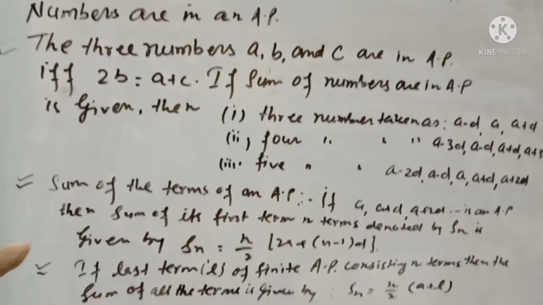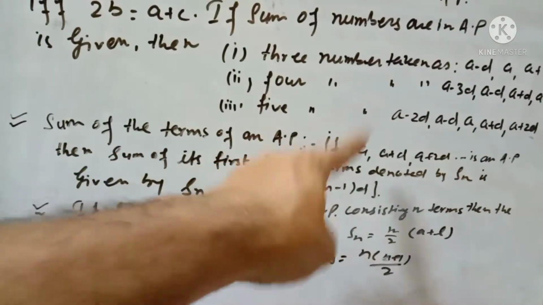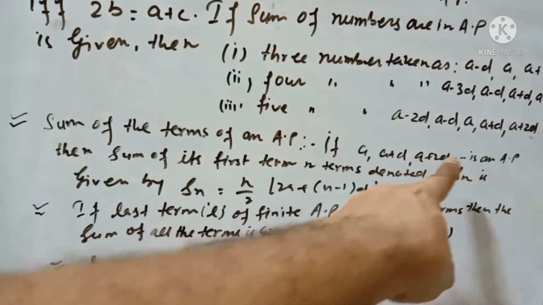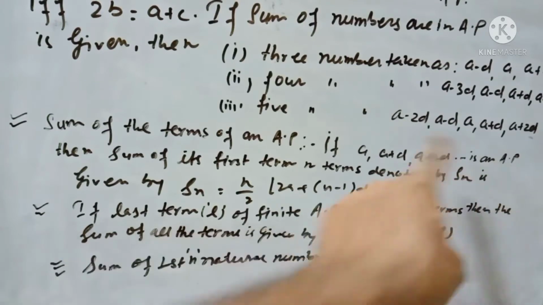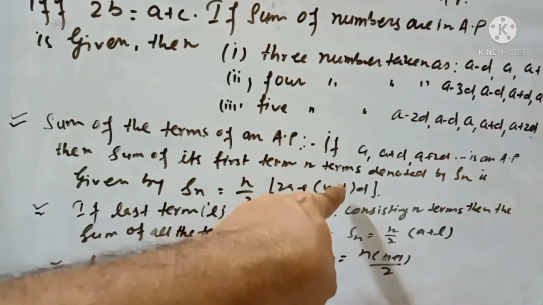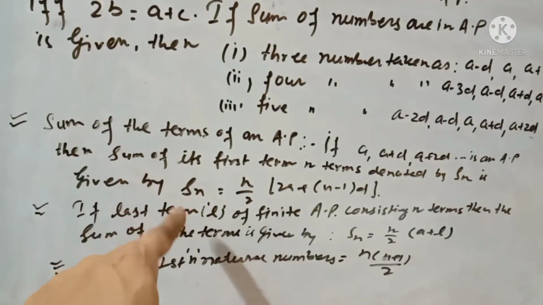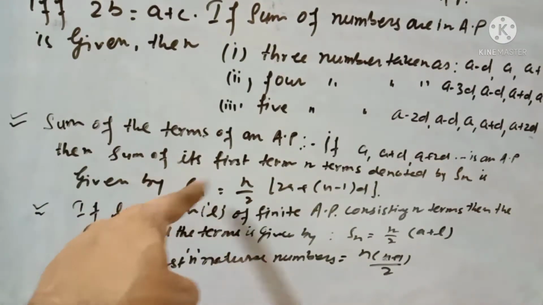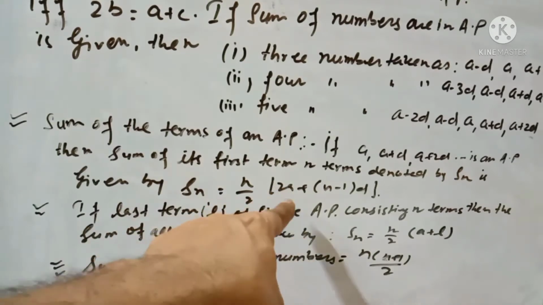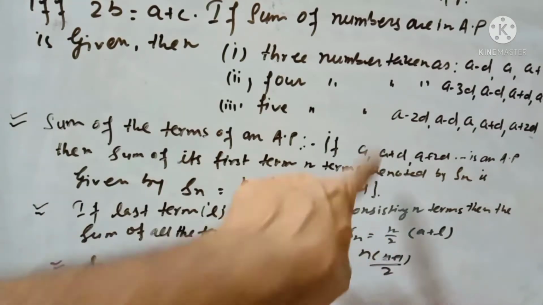Now move to the sum of the terms of an AP. If a, a plus d, a plus 2d are in AP, then the sum of its first n terms is denoted by Sn and given by Sn is equal to n by 2 into (2a plus (n minus 1) into d).